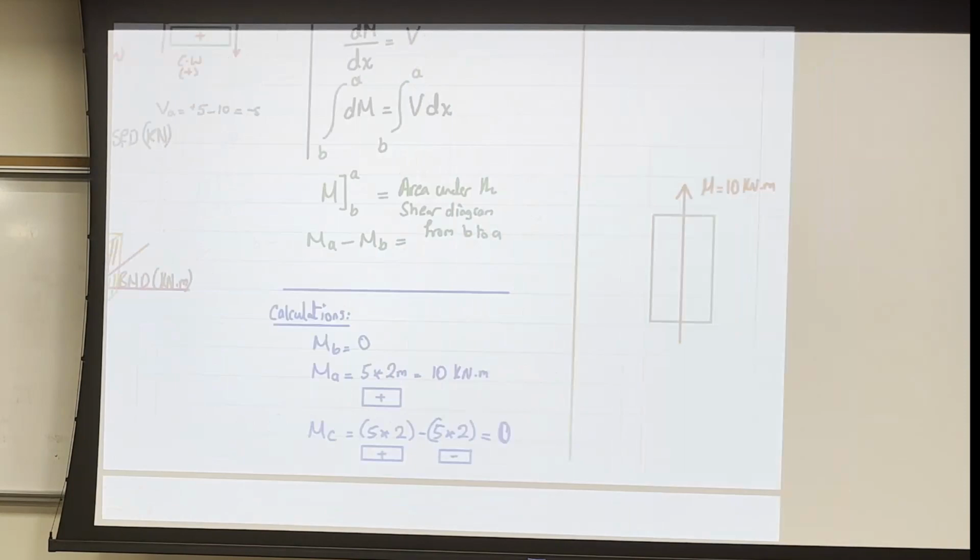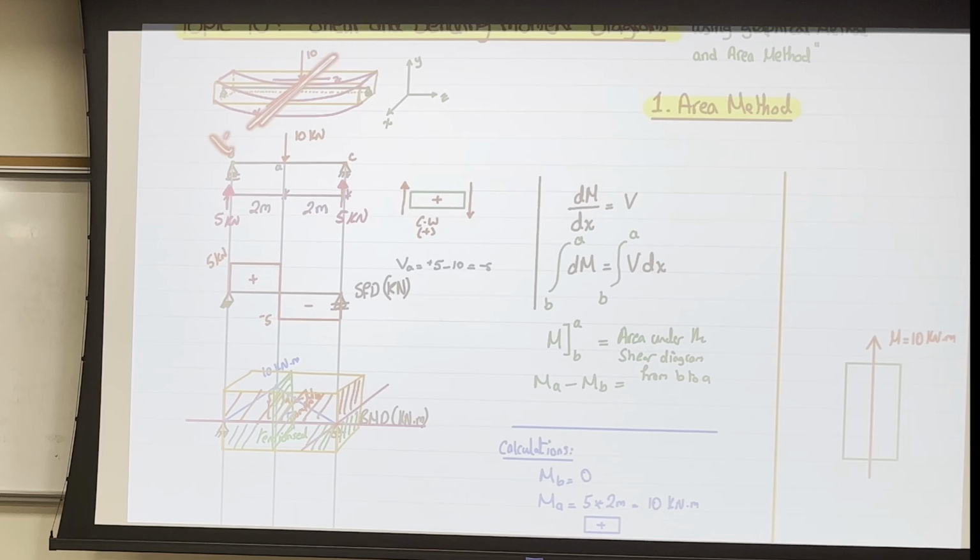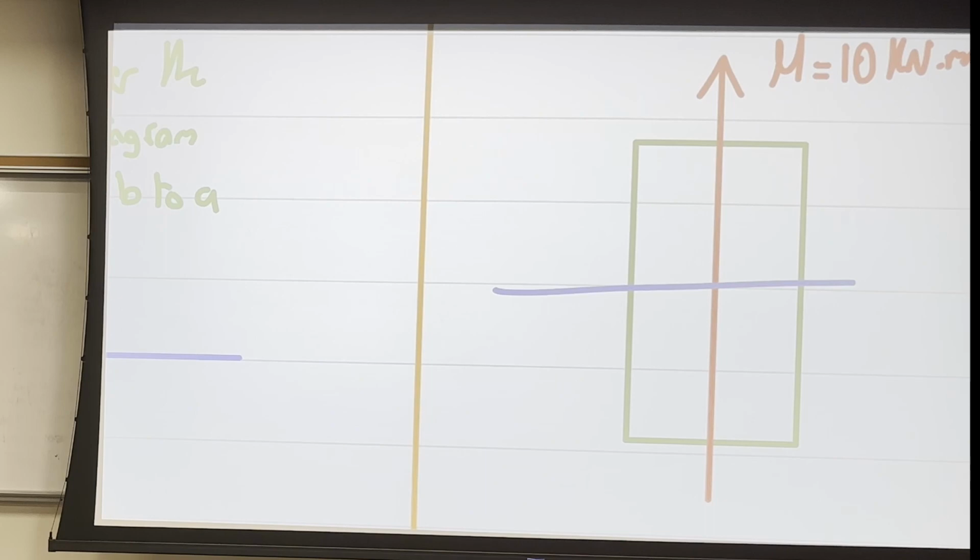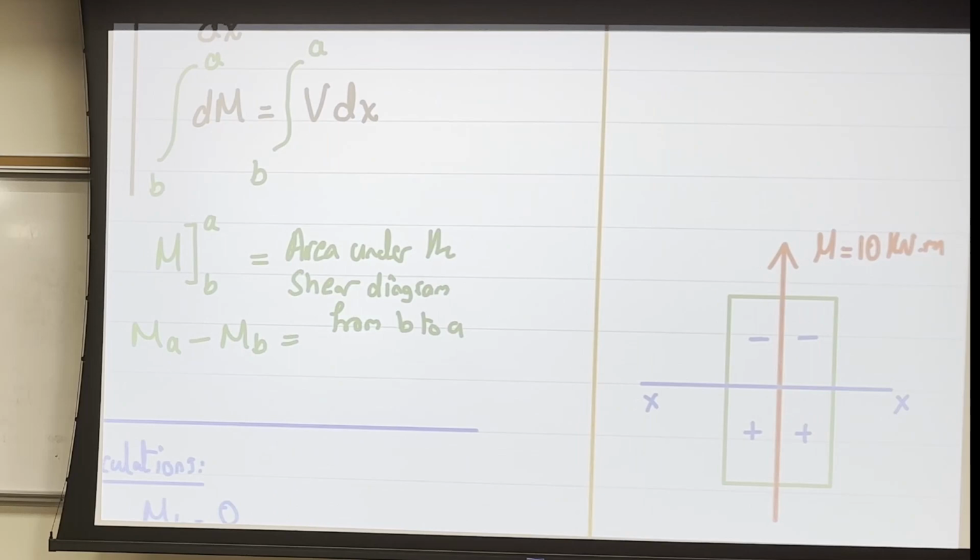And then at the middle here is the x-axis. So I will draw the x-axis. And here I have negative, which also indicates that the upper side of the beam is in compression, because the arrow here represents compression, and the lower side is in tension, okay? And here is the value of the bending moment, okay?